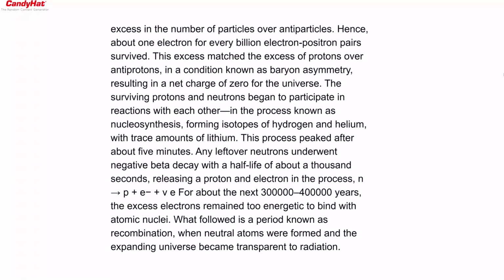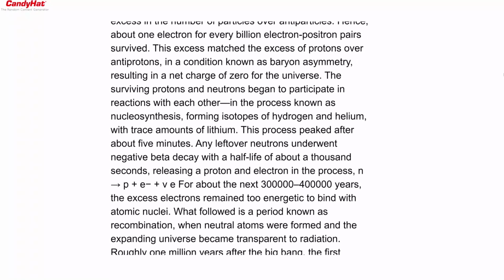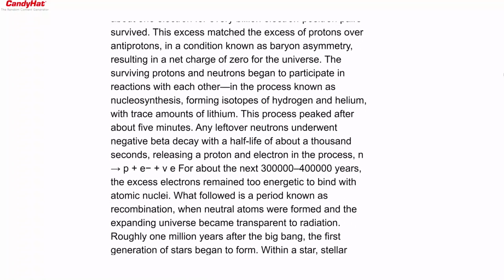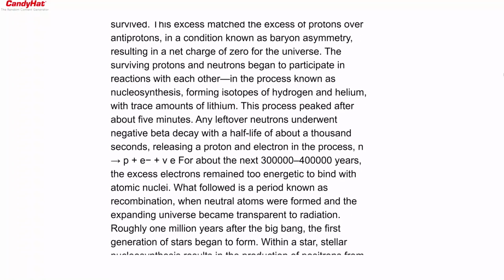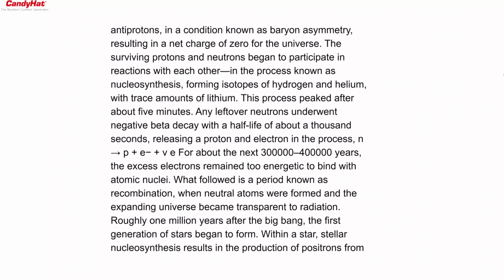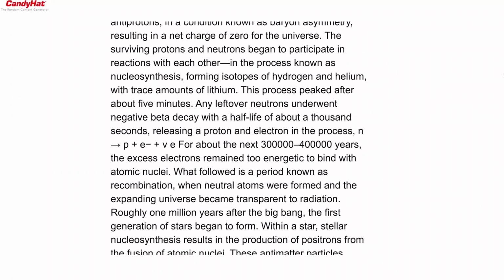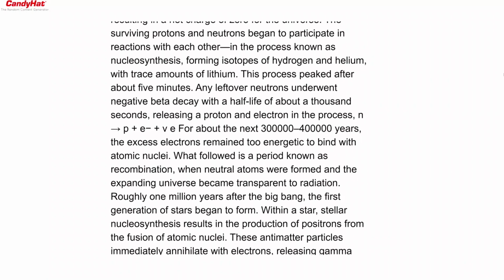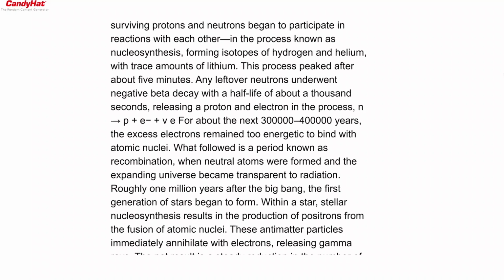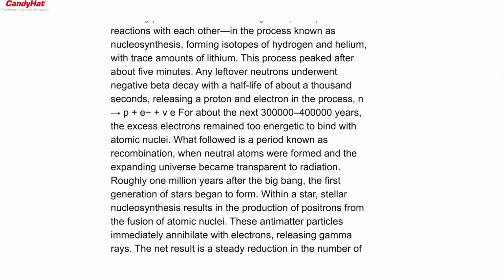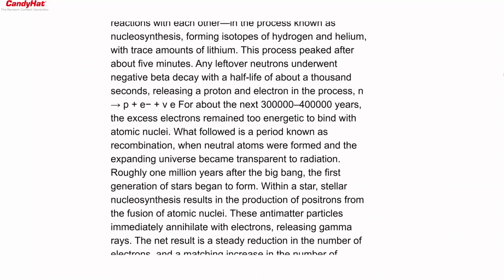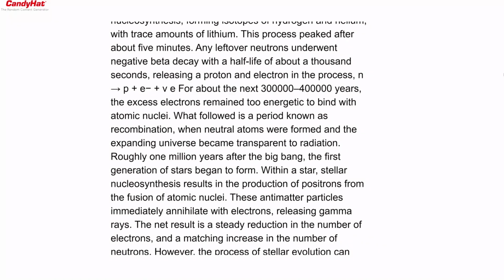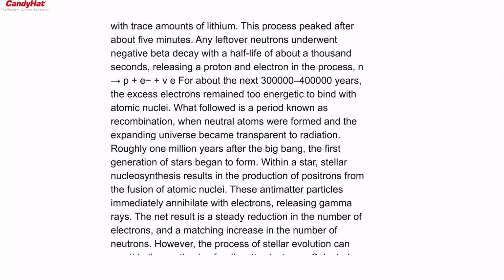The surviving protons and neutrons began to participate in reactions with each other, in the process known as nucleosynthesis, forming isotopes of hydrogen and helium, with trace amounts of lithium. This process peaked after about 5 minutes. Any leftover neutrons underwent negative beta decay with a half-life of about 1,000 seconds, releasing a proton and electron in the process. n → p + e⁻ + ν̄e.